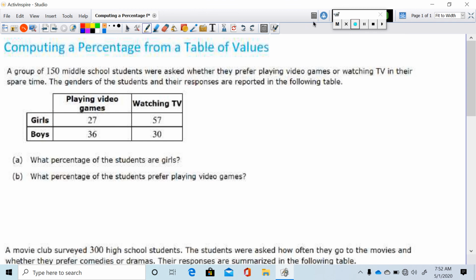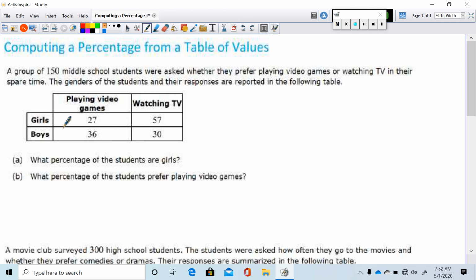Okay, when you're computing your percentage from a table of values, a group of 150 middle school students were asked whether they prefer playing video games or watching TV in their spare time. The genders of the students and their responses are reported in the following table. What percentage of the students are girls?